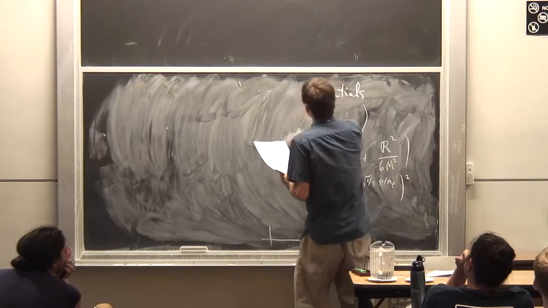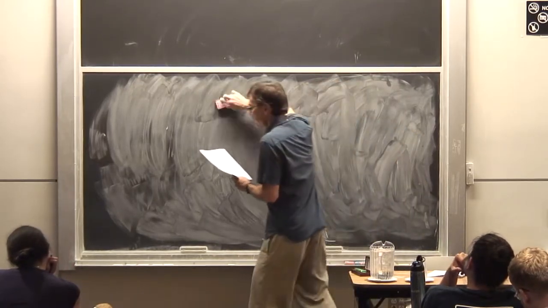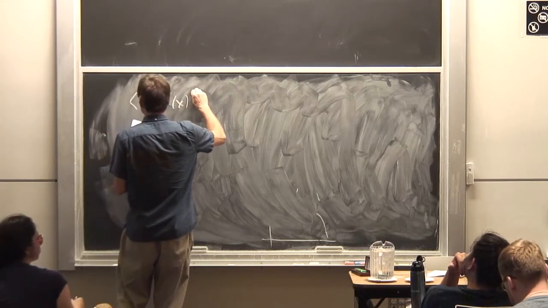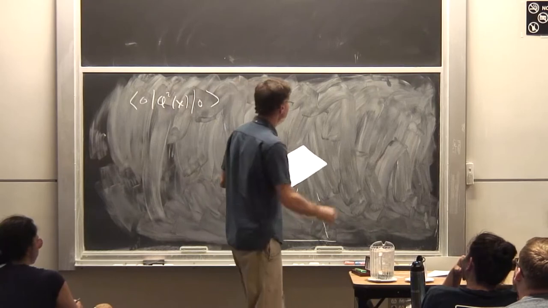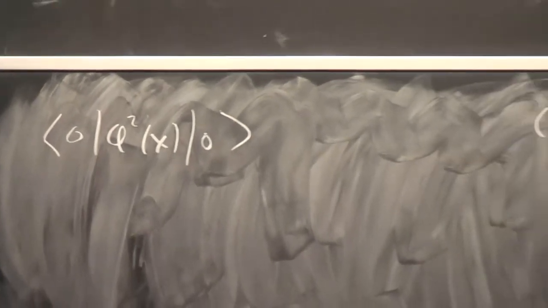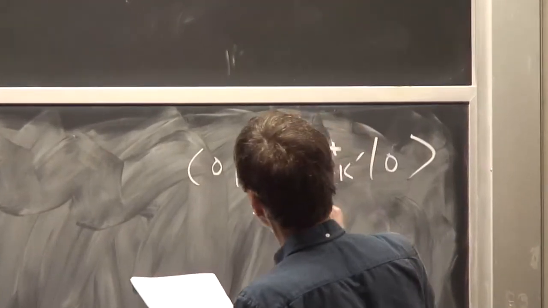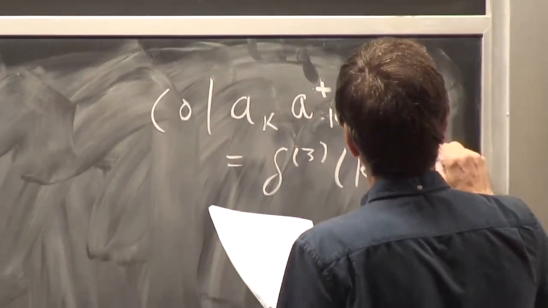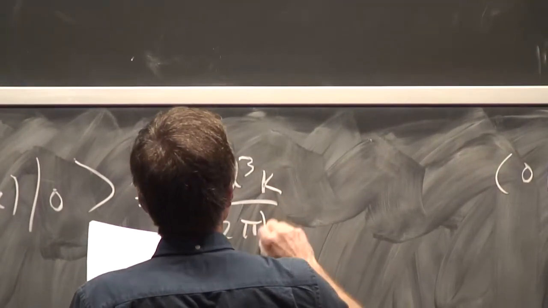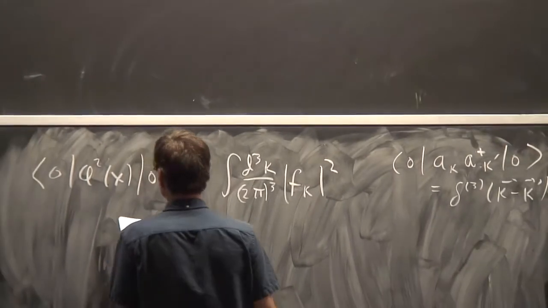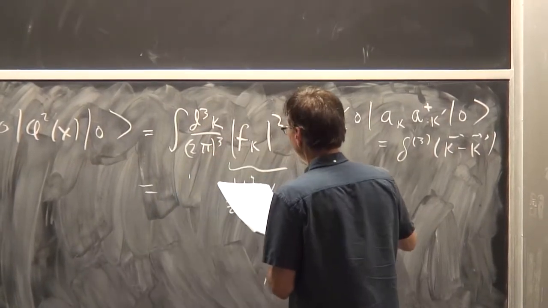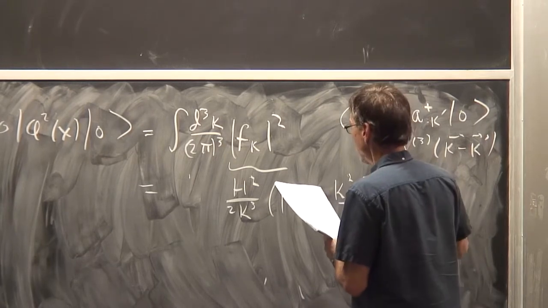So now we're interested in the fluctuations of this field, the mean squared fluctuations of the field at a given point. We can use the usual fact that the vacuum expectation of a_k a dagger_k prime is a three-dimensional delta function of k minus k prime. Then we can just compute this, and it turns out to be the integral d3k over 2 pi cubed of f_k squared. And f_k squared is H squared over 2k cubed, times 1 plus k squared e to the minus 2Ht over H squared.